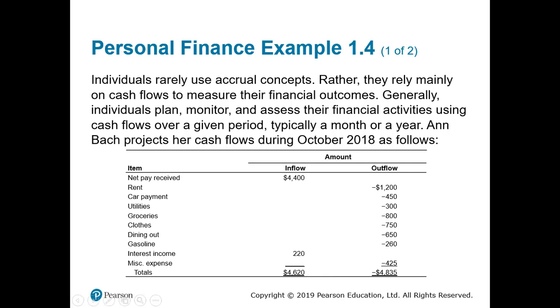I sometimes experience this every month or fortnightly, during a receipt of our payroll. I don't know whether you have experienced this also. Sometimes your outflow is more than the inflow. It's like the net pay for the month is only 4,400. Nevertheless, the total outflow is 4,835.